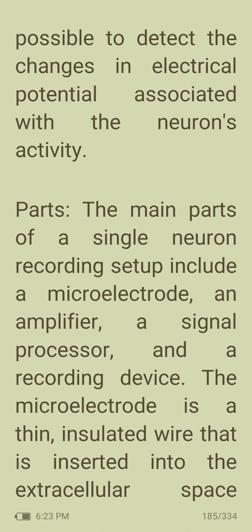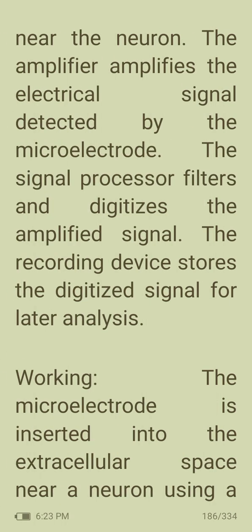The microelectrode is a thin insulated wire that is inserted into the extracellular space near the neuron. The amplifier amplifies the electrical signal detected by the microelectrode. The signal processor filters and digitizes the amplified signal. The recording device stores the digitized signal for later analysis.